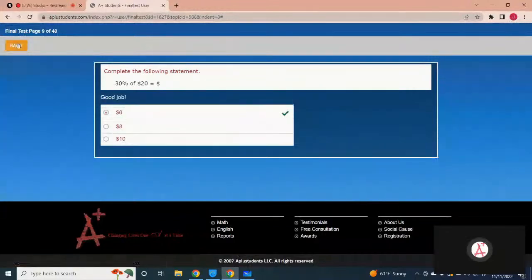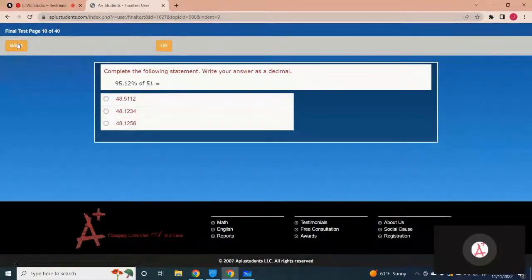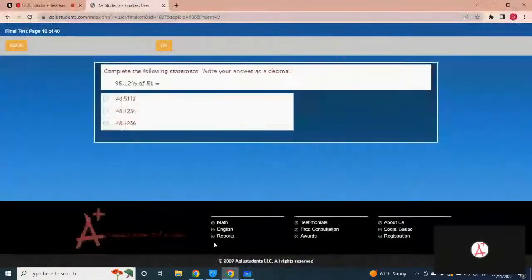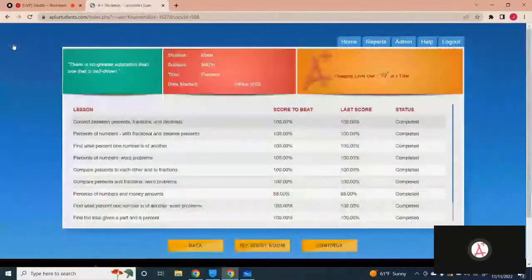Okay, you can complete the test by yourself later today. Let's move on. You can see the board here; I have solved it on the board. Here 20 is the whole number. You have to find the part of the 20. You have to form the proportion. It would be n over 20 equals 30 over 100. So 30% of 20 is 6. Okay, you can complete the test by yourself later today.